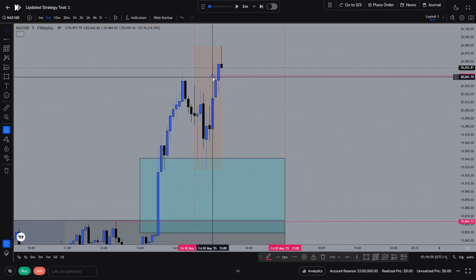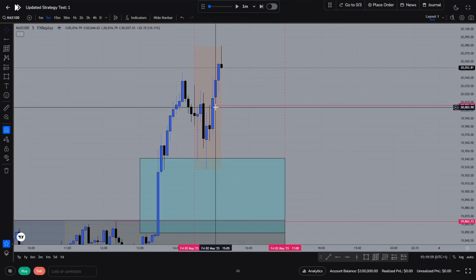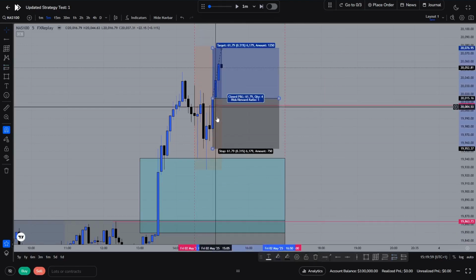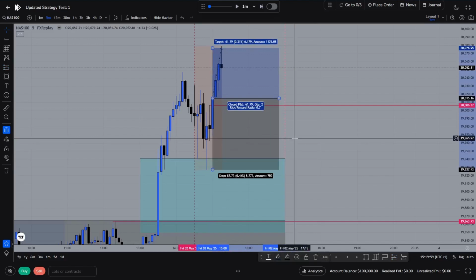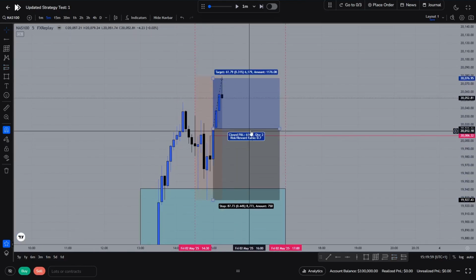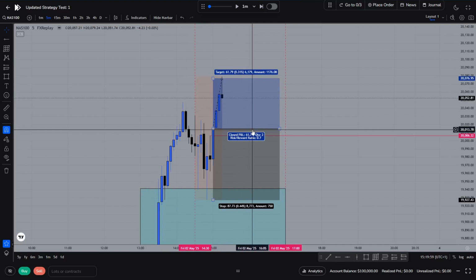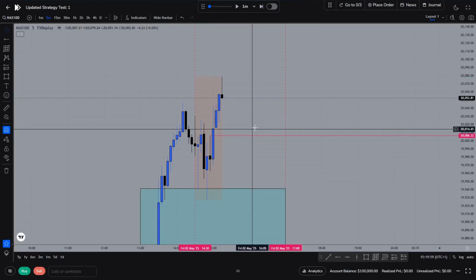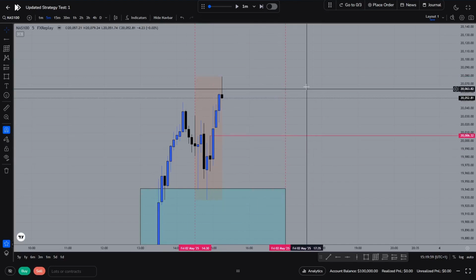I broke here. Broke here to the upside. And if I really wanted to, I could have longed off that candle close. Stops there, targeting other draws on liquidity. Obviously, I didn't see it in time.